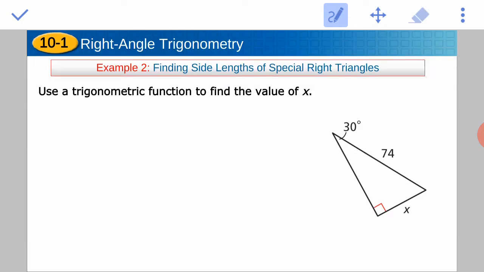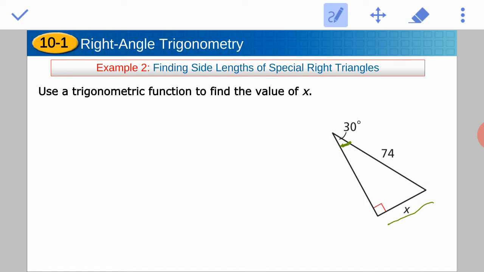Example number 2. We're going to use the trigonometric functions in order to find a missing side length. In this given triangle, it's a right triangle, and our theta, the acute angle, is 30 degrees. It's given to us this time. And we're also given the hypotenuse of this triangle, it's 74, and we need to find the length of this leg. This leg is opposite to angle 30, and the hypotenuse is given.